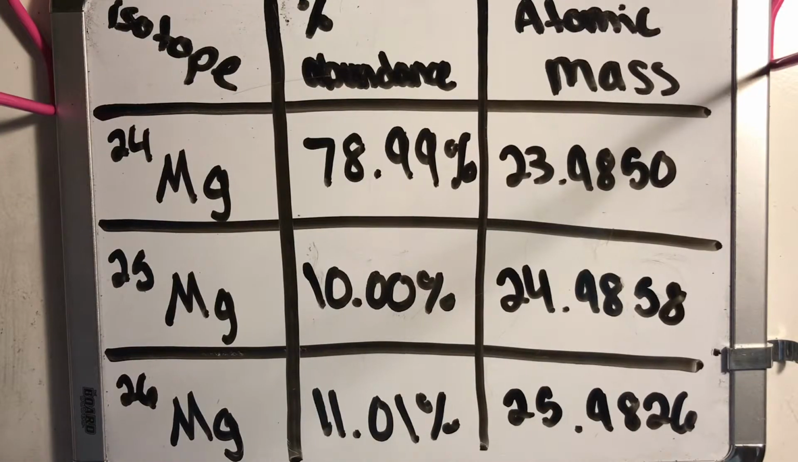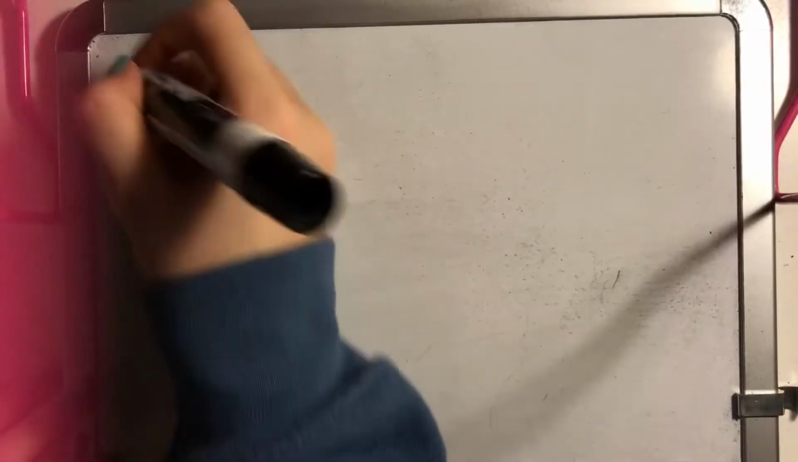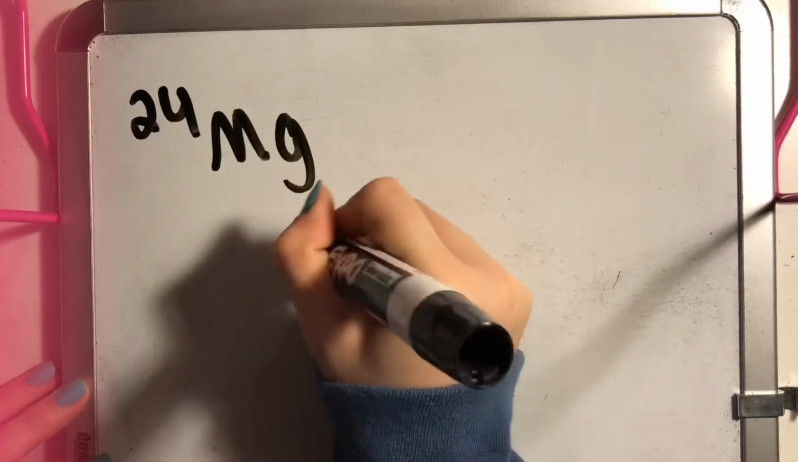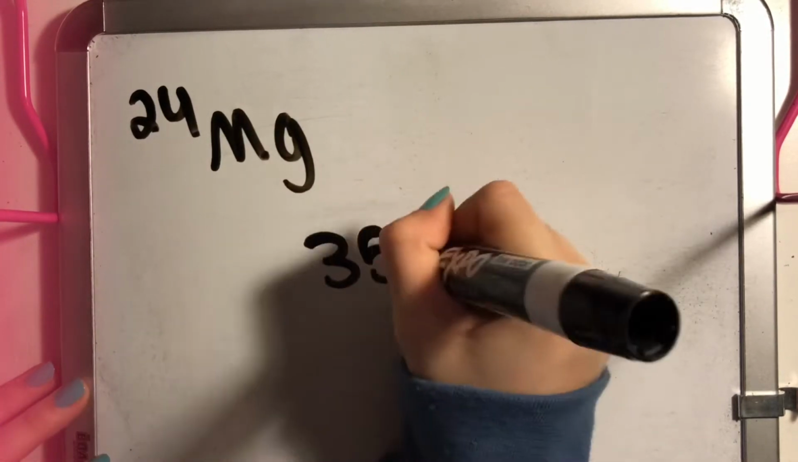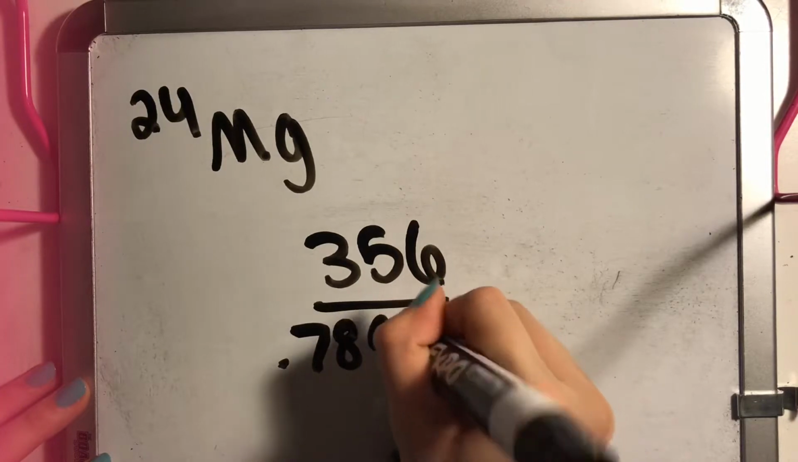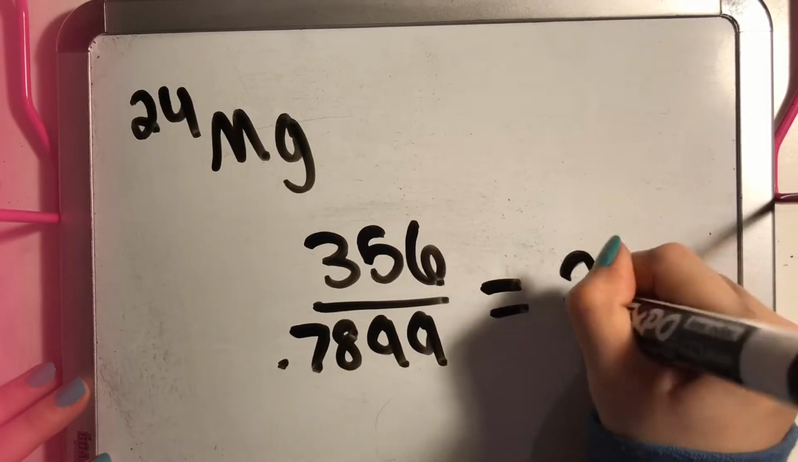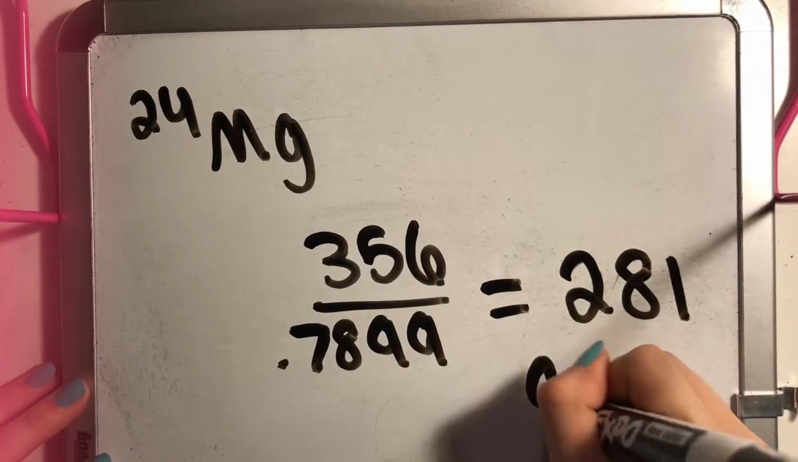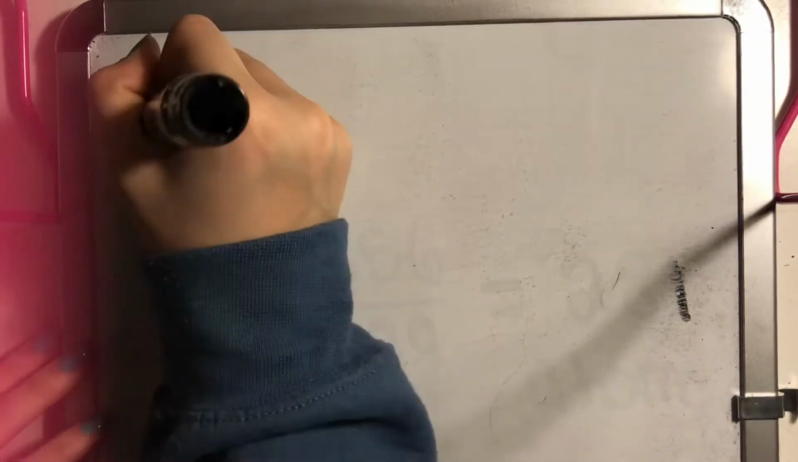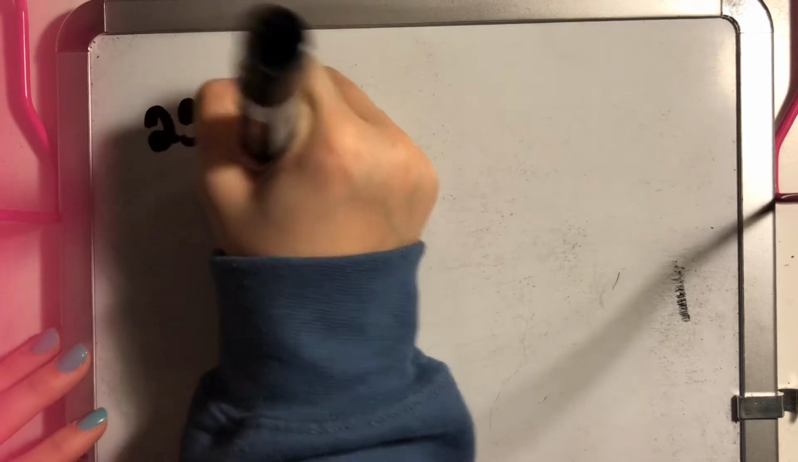Lastly, I will show you how to calculate the expected number of atoms in each isotope. Using the table, find how many are in each if you have 356 atoms of magnesium. All you do to find it is take the expected number of atoms and divide by the percent abundance of each sample. For this sample, you would do 356 divided by 0.7899 to get 281 atoms. You repeat this with the other samples.